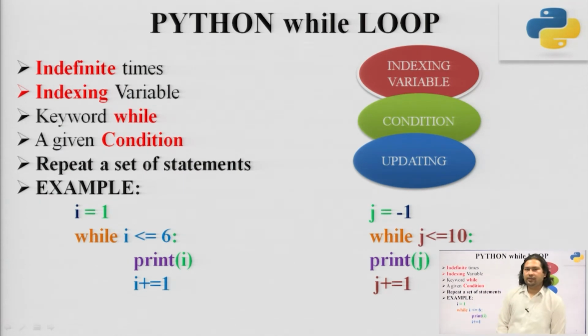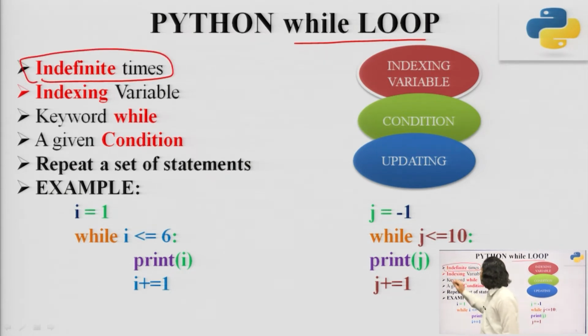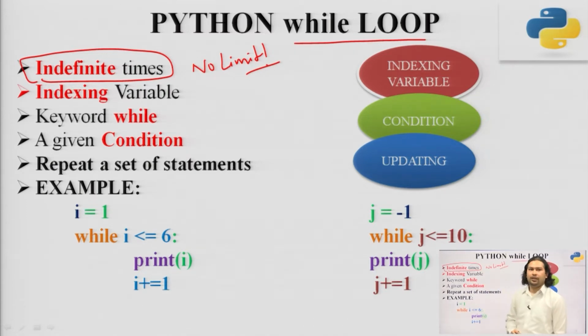Now we are dealing with the very first statement regarding the Python loop, and that is while. So, in the while loop, what is important? The very first important point is that it is indefinite, that means no limit. You can run this loop forever. If the terminating condition is met, then only it will stop, otherwise it will go on infinitely.